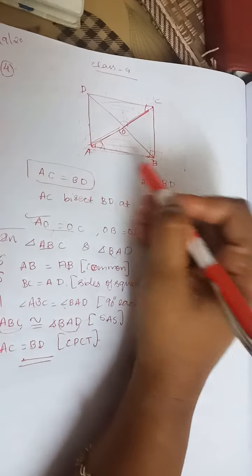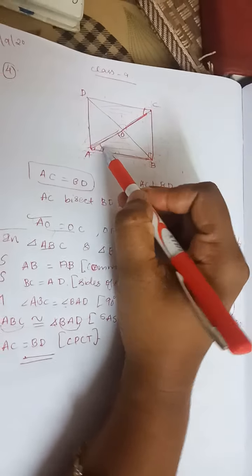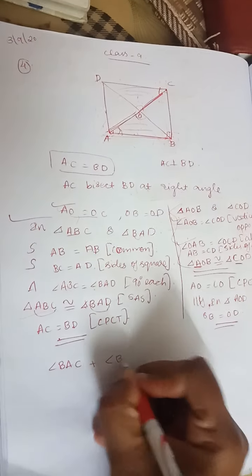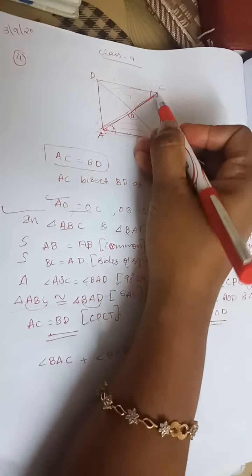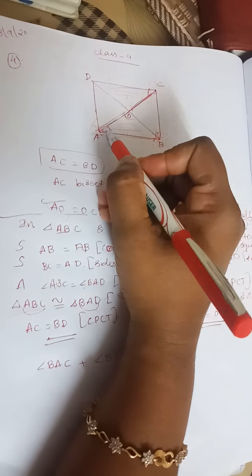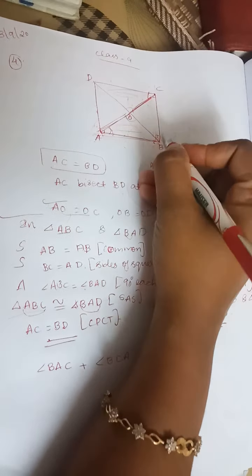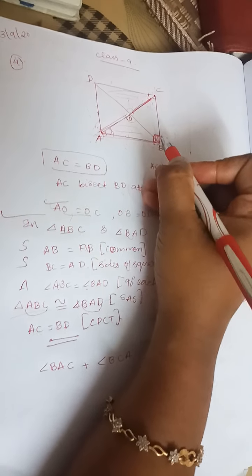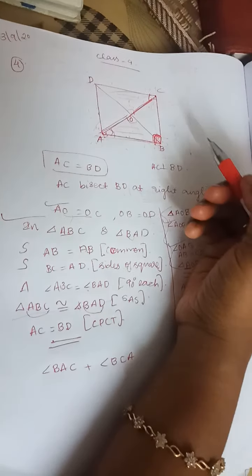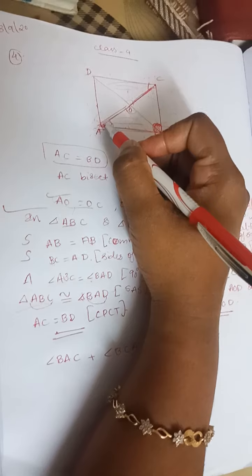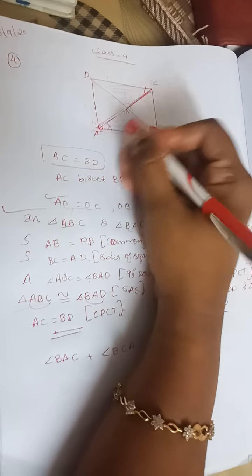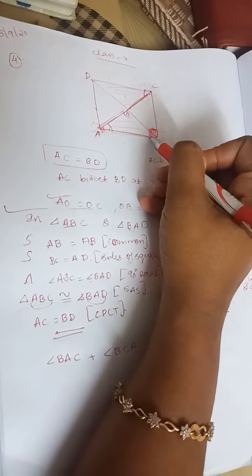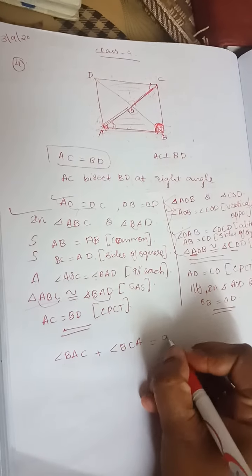Next, I am taking triangle ABC. I am writing here angle BAC plus angle BCA, and one more angle is there in this triangle, that is ABC. We know that angle ABC is 90 degree, correct? Sum of all these three angles is equal to 180 degree. So sum of these two is 180 minus this 90, so sum of these two angles we will get 90 degree.